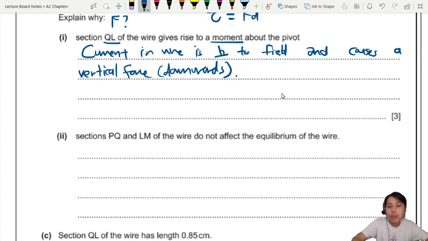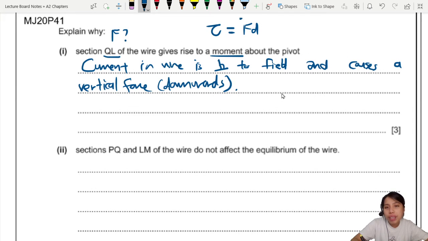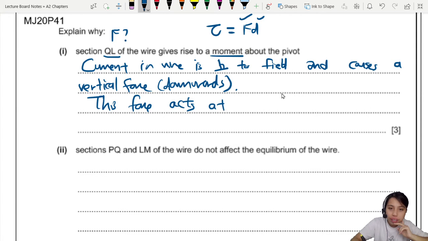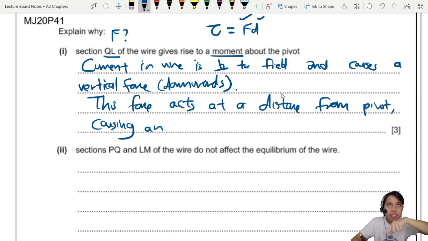So for moment, you must have force, but you also must have a certain distance between the pivot and where the force acts. So let's talk about that. And you say this force acts at a distance from the pivot. That's why we got moment from pivot, causing an anti-clockwise moment.